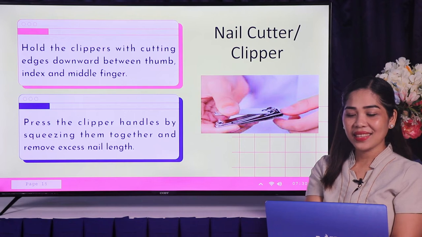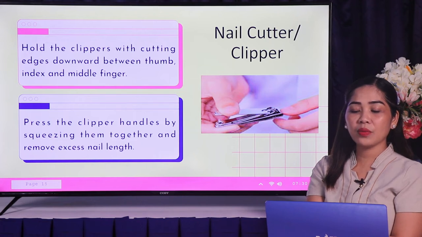Okay, moving on. This is a nail cutter. Hold the clippers with cutting edges downward between the thumb, index, and middle finger. Press the clipper handles by squeezing them together and remove excess nail length.